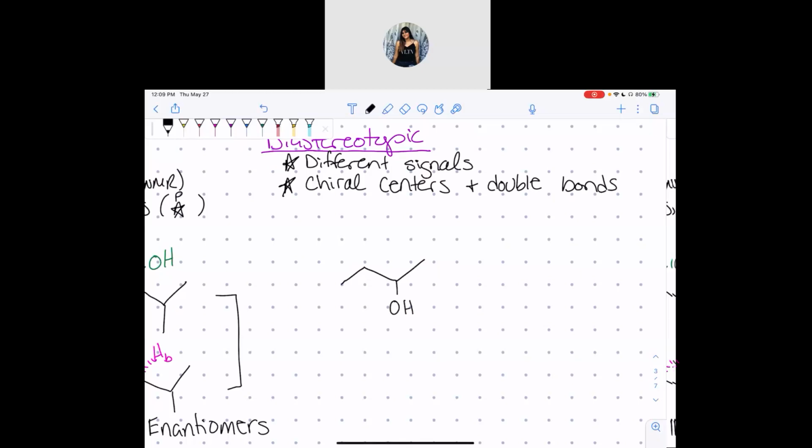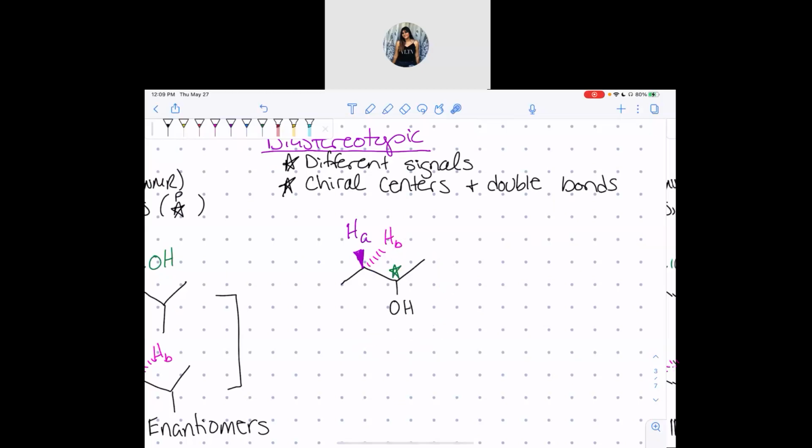And let's say we have this, right? It's pretty similar to the one we just did, except now instead of a second methyl, we actually have an OH. So unlike the last example, what is different about this molecule? That was a really weird way to say that, but yes, it does have a chiral center. So this right here is a chiral center. And now that we have a chiral center, we have to be thinking about diastereotopic.